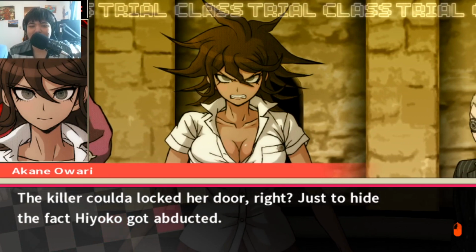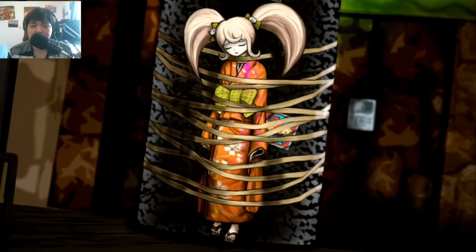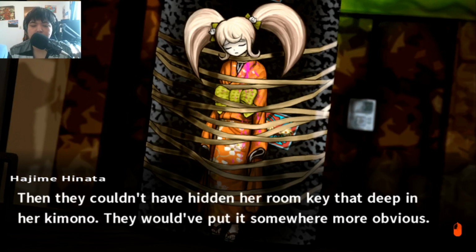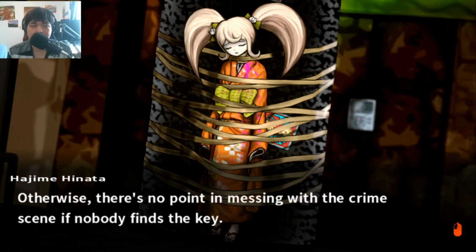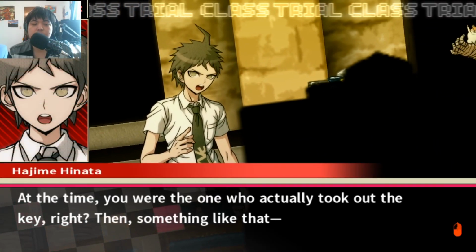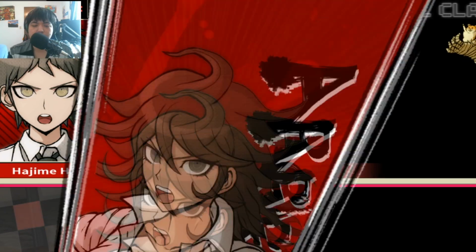No, that's not it, Akane. Then they couldn't have hidden her room key that deep in her kimono. They would have put it somewhere more obvious. Otherwise, there's no point in messing with the crime scene if nobody finds the key. At the time, you were the one who actually took out the key, right?